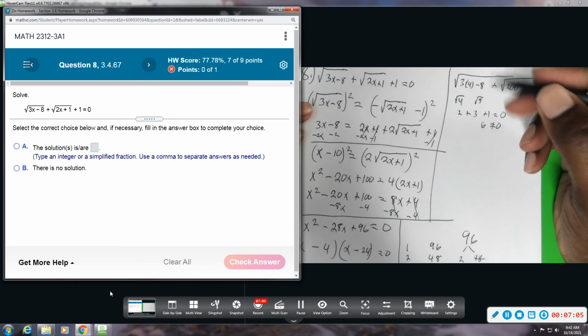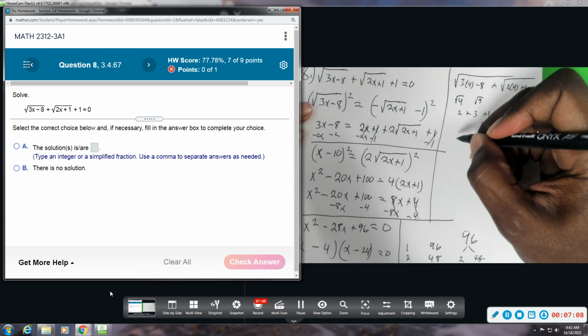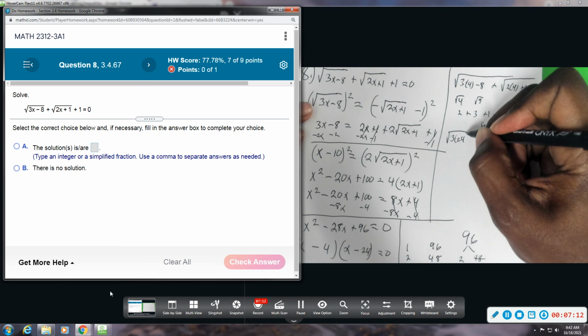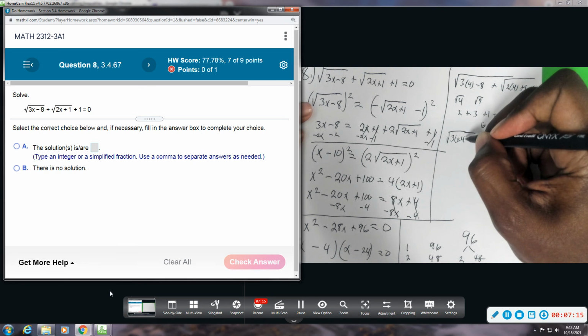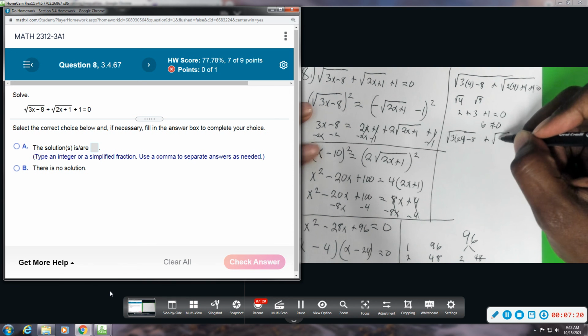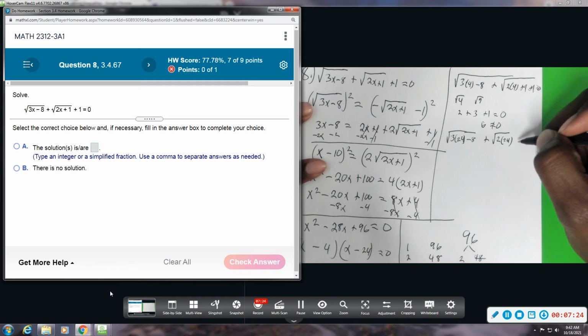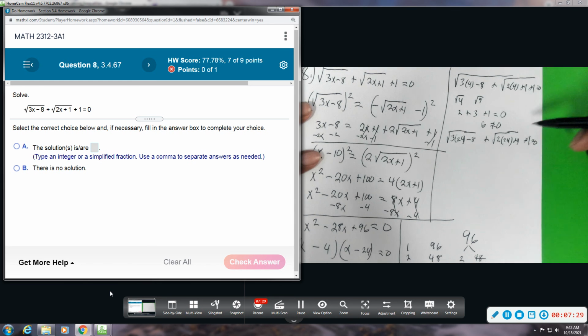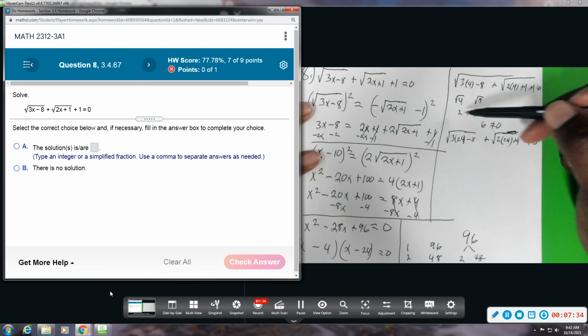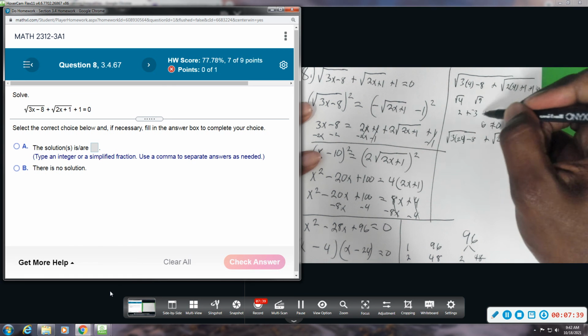All right, and then we're also going to do it with 24. So square root of 3 times 24 minus 8. Doesn't look like this one will work either. Square root of 2 times 24 plus 1 equals 0. Again, probably not working because we're only considering positive. Like if we did the negative square root to make it work out, it'd probably work. If we made this one negative and that one positive, that'll give us 0.